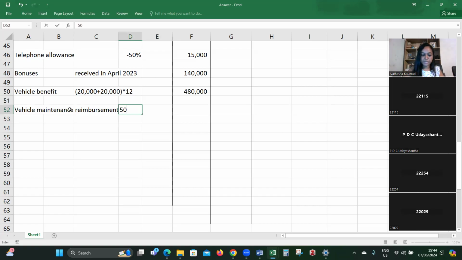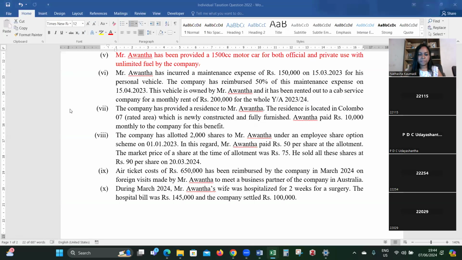That is 50%. That is 75,000. Right. That is also done. That is the first point, right? First point. And it says, the second part, this vehicle is owned by Mr.